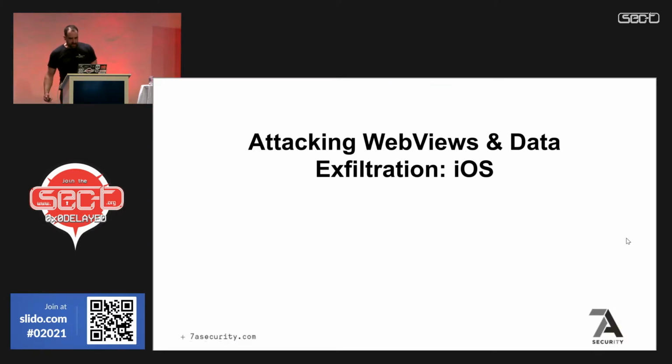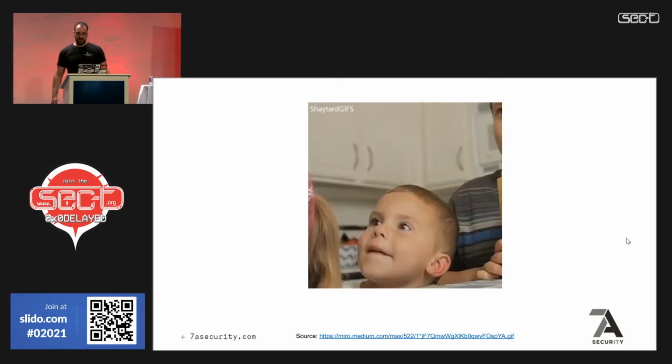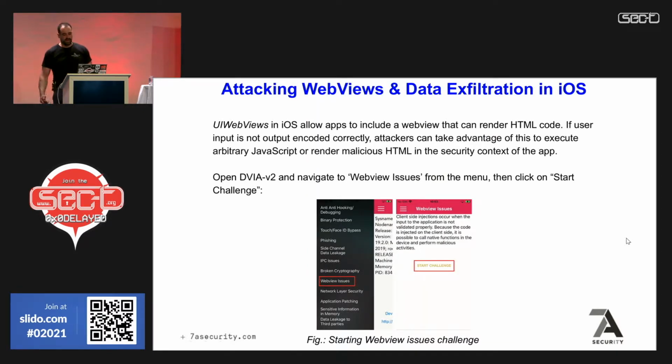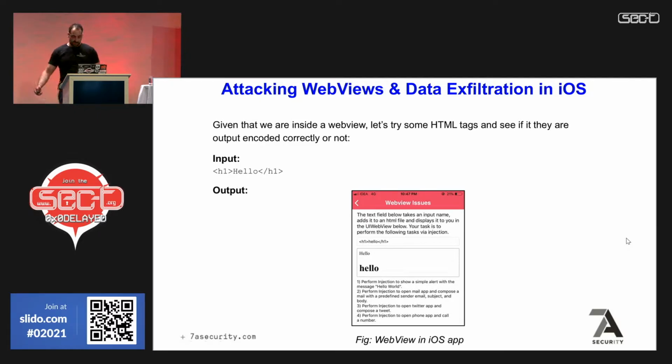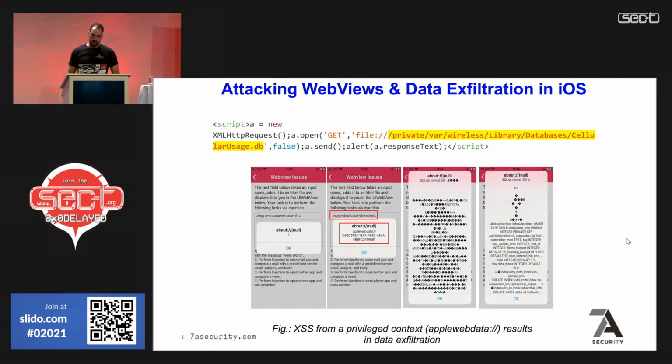Now let's look at iOS, because of course this is also possible in iOS, and actually iOS had worse defaults than Android up to iOS 13, which is fairly recent. For this, we will demonstrate using Damn Vulnerable iOS App version 2. It has some web view issues exercise, and then we can try the same thing, like try hello with H1, and so on. We are trying to answer the same questions. Do we get the alert 1? What is the URL? In this case, we have an Apple web data URL, which is equivalent to a file URL. So we can also read local files like cellular usage and so on from the phone.